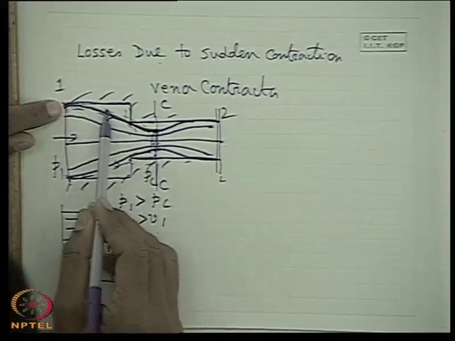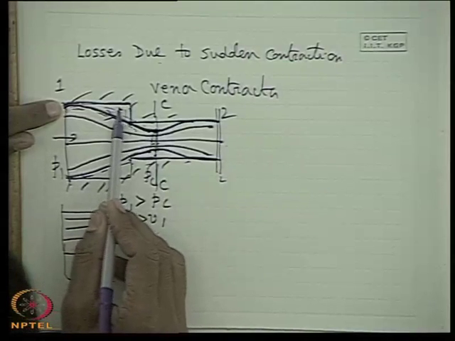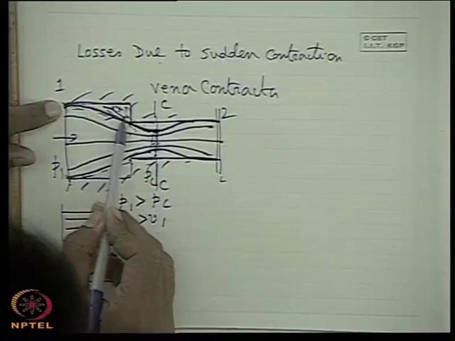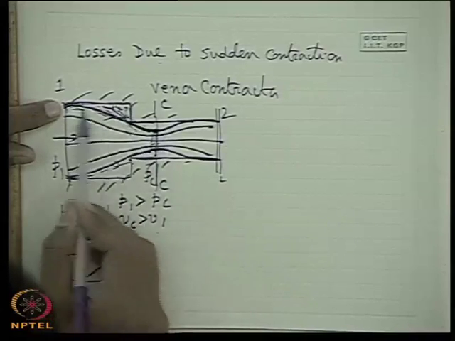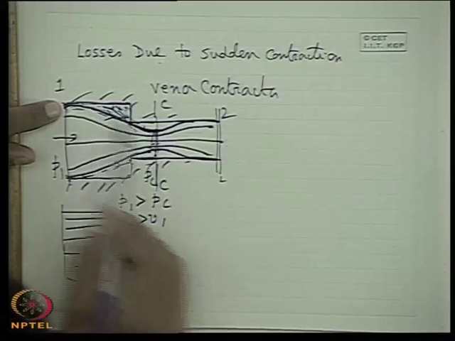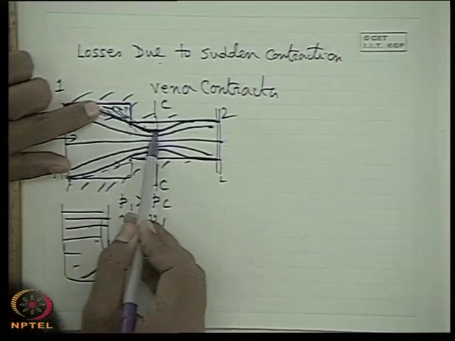So there is no question of backflow, because near the wall, even if the fluid particles lose their kinetic energy, they will be forced toward the direction of the main or bulk flow, because pressure is always acting towards them. There is a favorable pressure gradient. The pressure here is higher, the pressure here is lower.